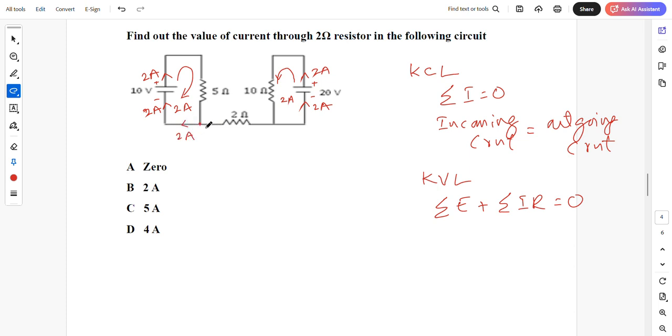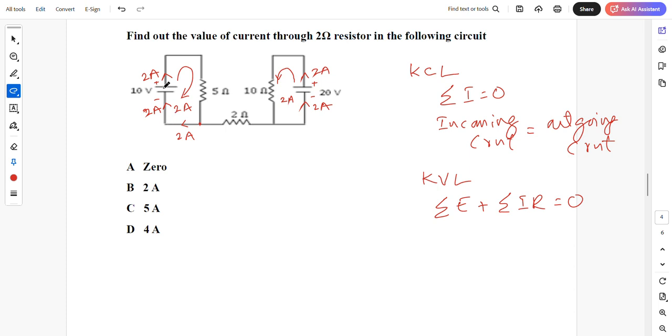Okay, no current will flow here. This is KCL. KCL is based on what? Law of conservation of charge. What about KVL? KVL is based on law of conservation of energy.